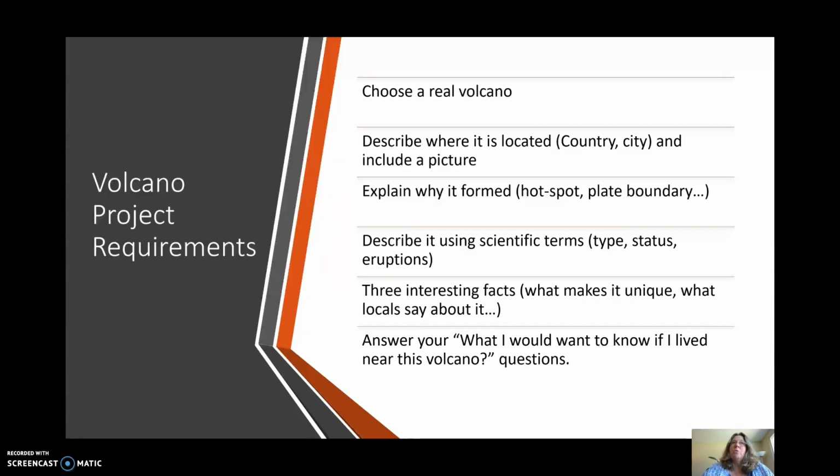And then answer your questions that you asked about what would I want to know if I lived near this volcano. We talked about one thing we want to know is it an active volcano? What's the likelihood that there's going to be lava flowing through my lawn, right? I would want to know that if I was going to live near it.